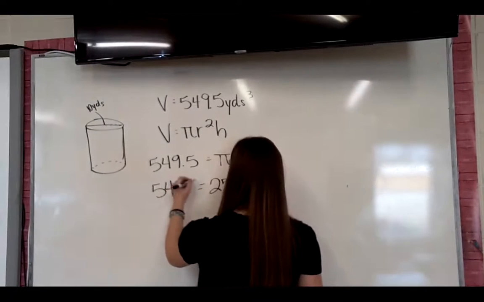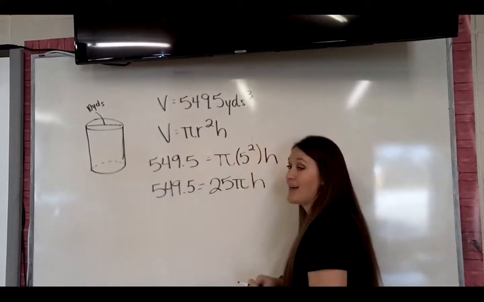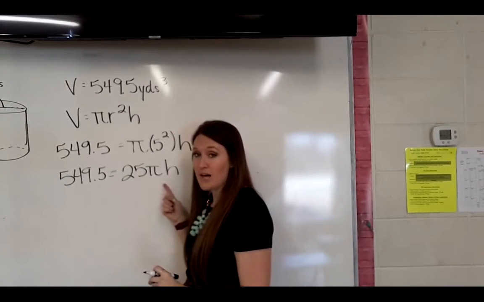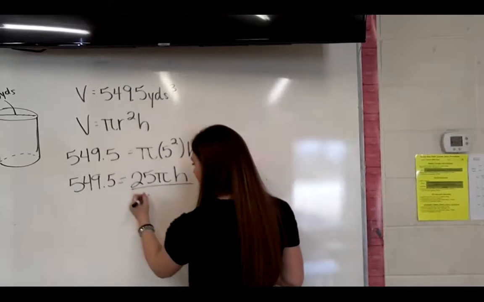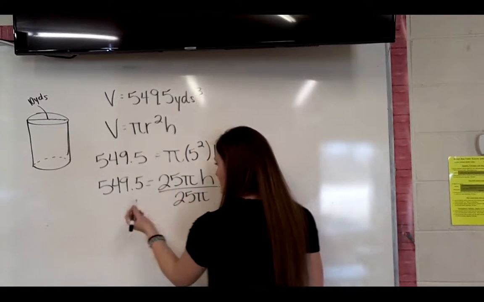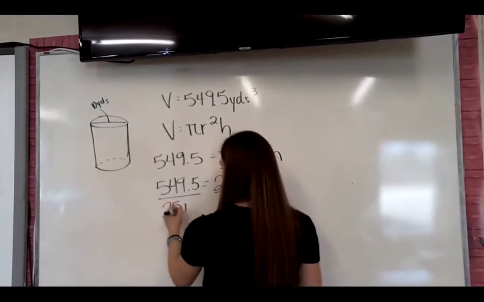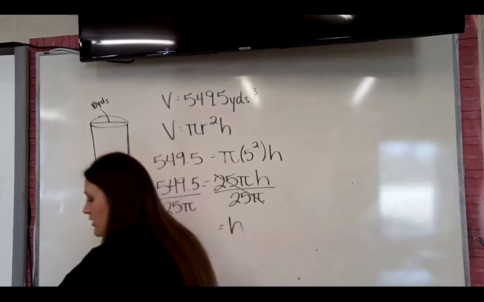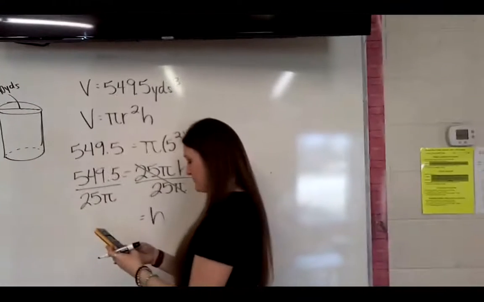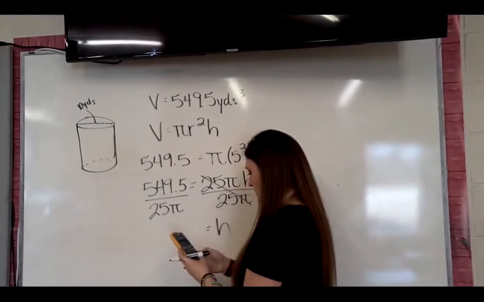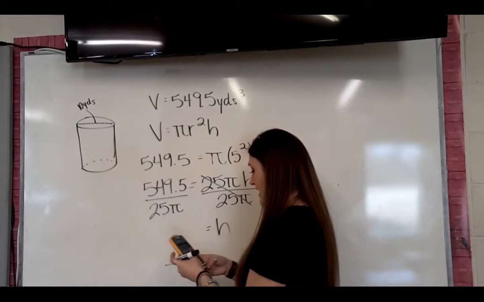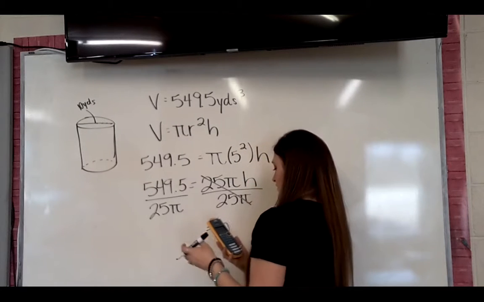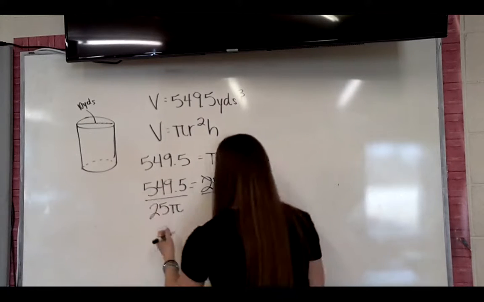Now, this only looks a little confusing because pi, that is still a number. So to get h by itself, these are being multiplied. We do the opposite and divide. So we're going to divide both sides by 25 pi. Grab my calculator because we're going to get some crazy decimals. So 549.5 divided by 25, hit your pi button. And we get 69.05. We're rounding, 5 rounds up.